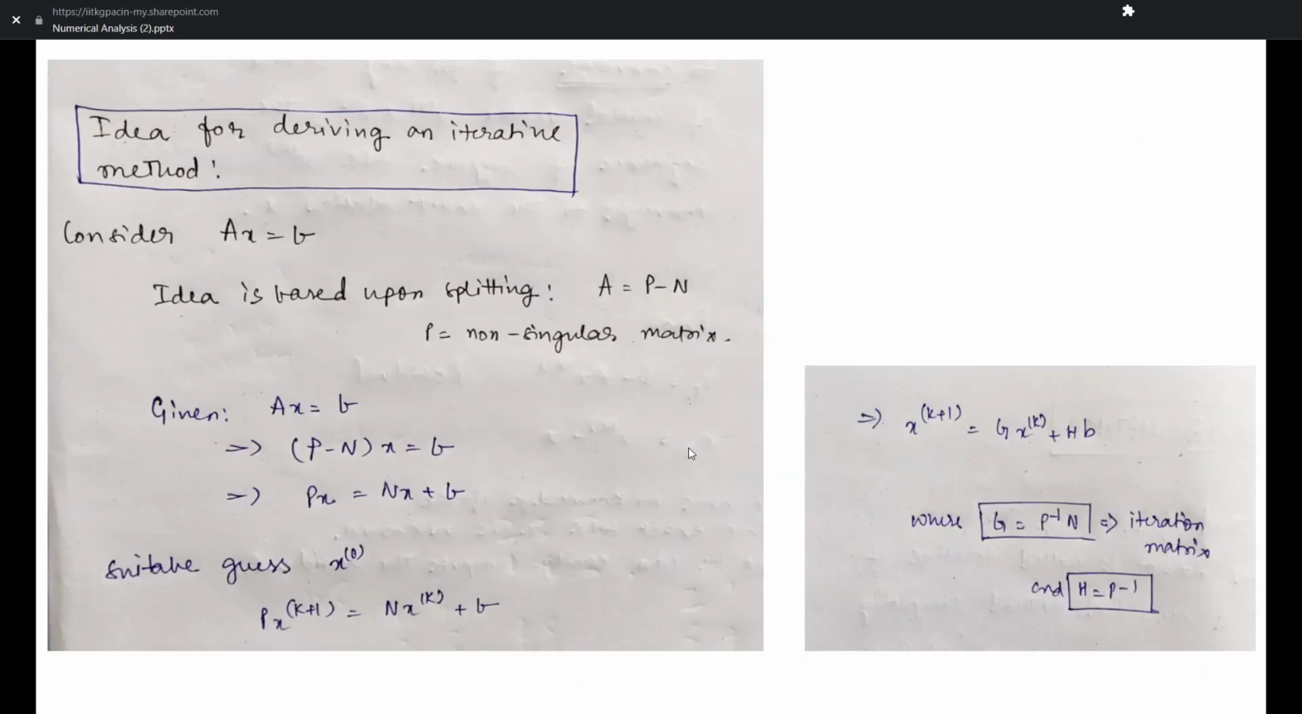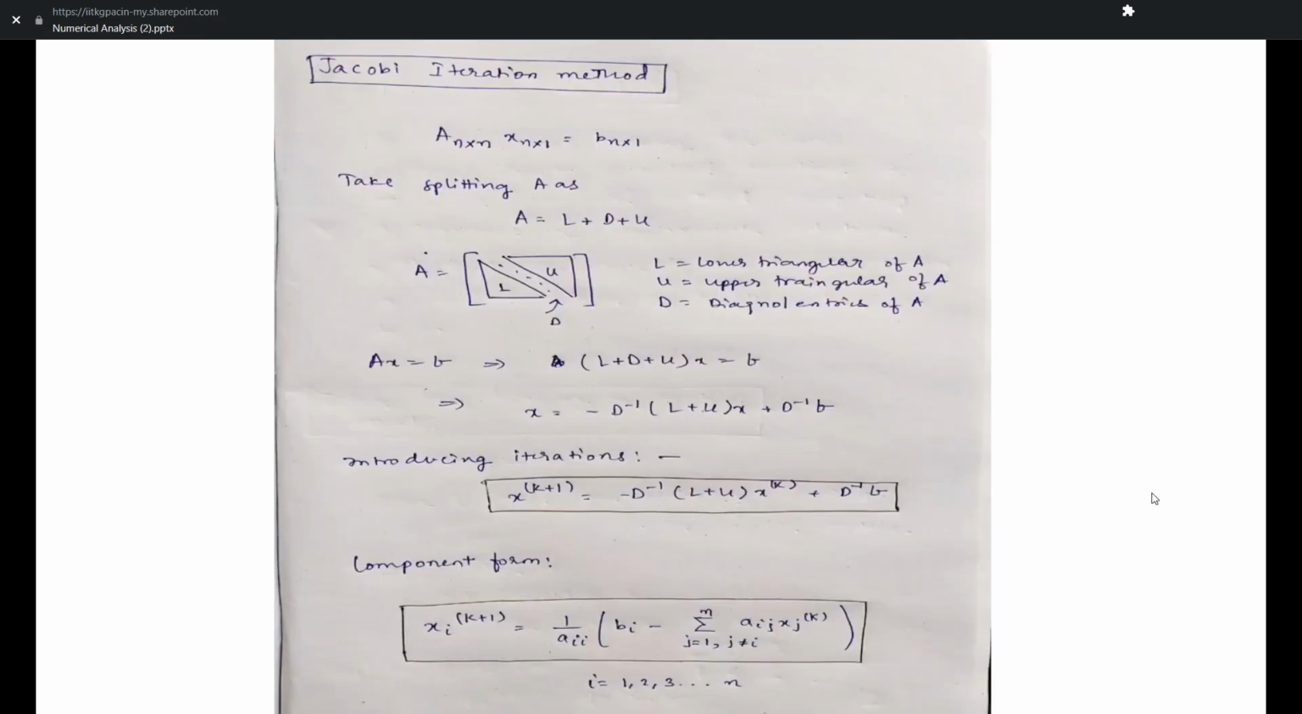So let us look into a general idea for deriving an iterative method. Let's consider Ax = b. The idea is based upon splitting the characteristic matrix A as P minus N, where P is a non-singular matrix. We substitute P minus N in place of A and we get Px = Nx + b. Then we assume a suitable guess called x0 and we develop our iterative scheme: x_(k+1) = G x_k + v, where G is called the iteration matrix.